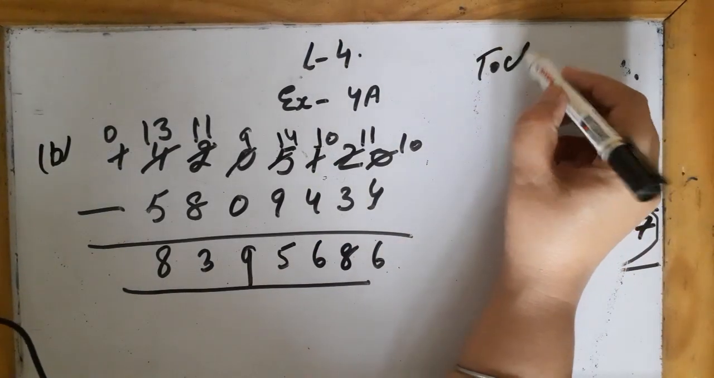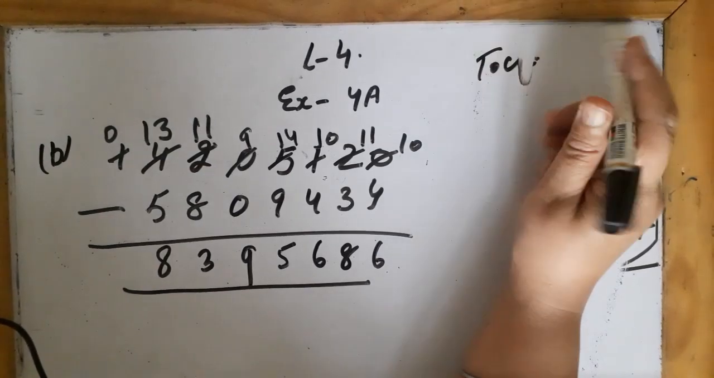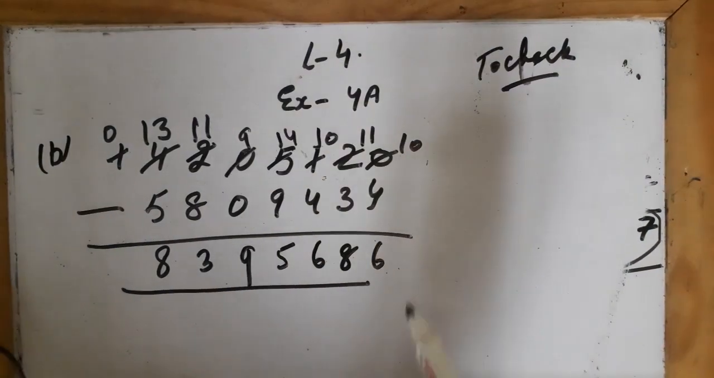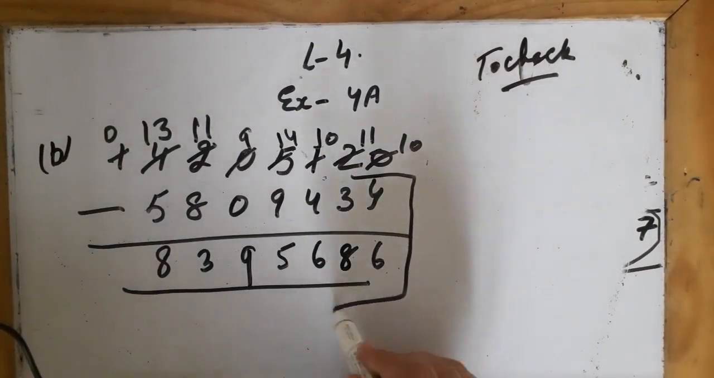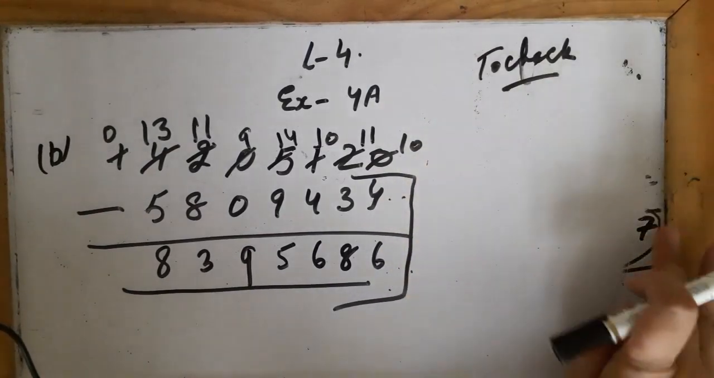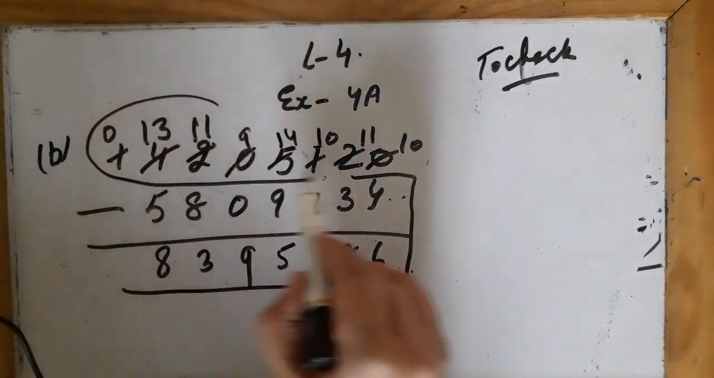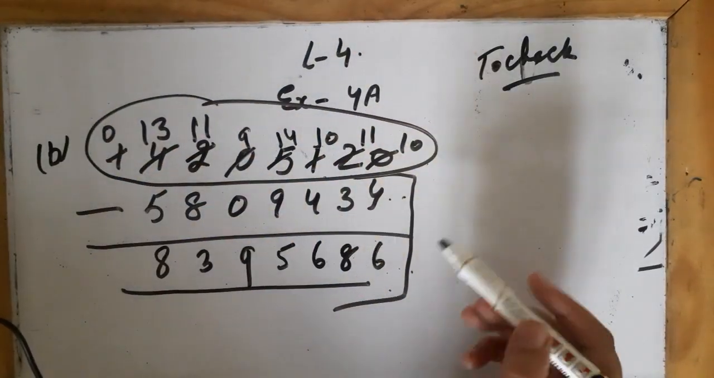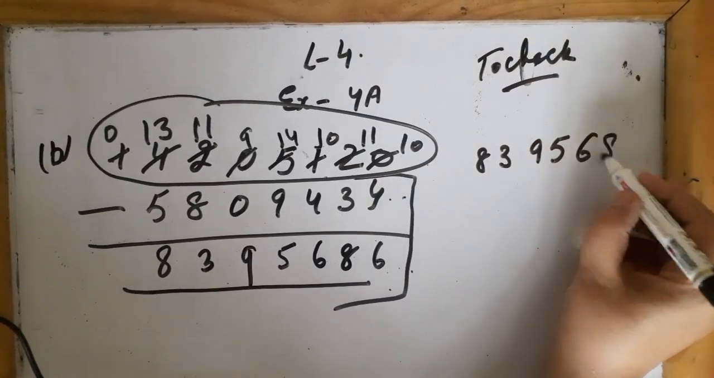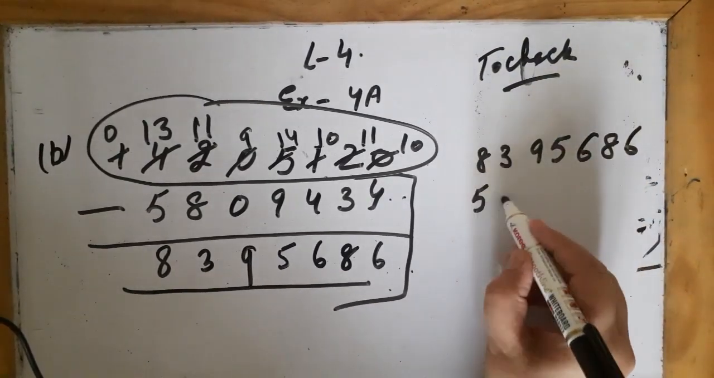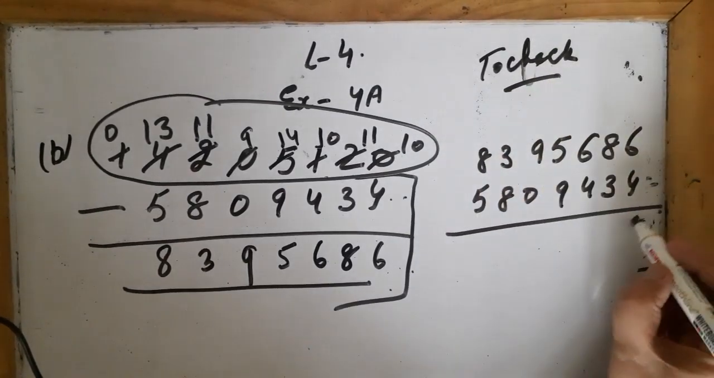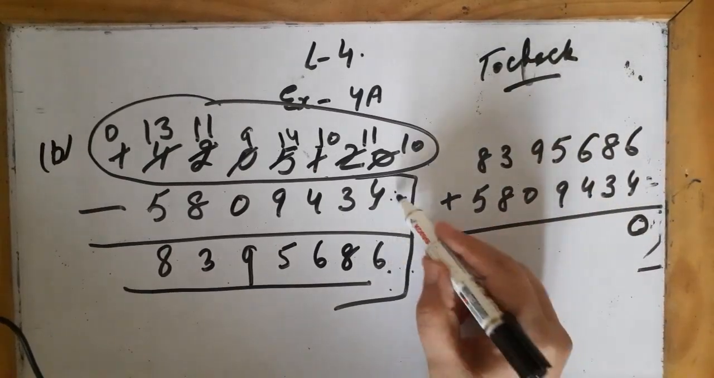Now in order to check, I will add the difference and the smaller number. So both of them I will add and I should get this number after adding both of them. If I get the same number after adding them, it means my answer was correct. So I have to add these two numbers.